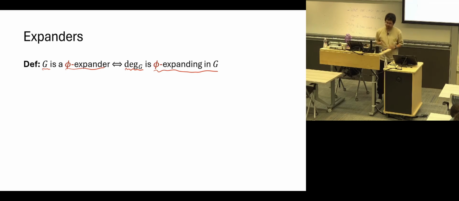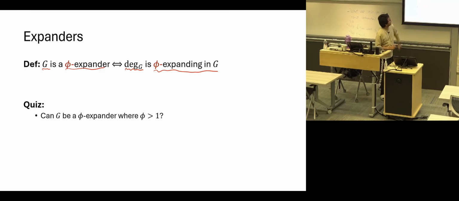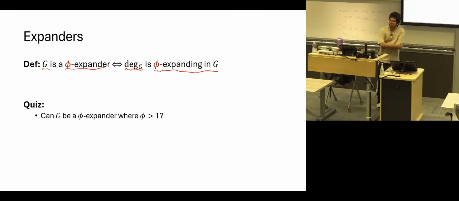Okay. All right. Can G be a phi expander where phi is more than 1?